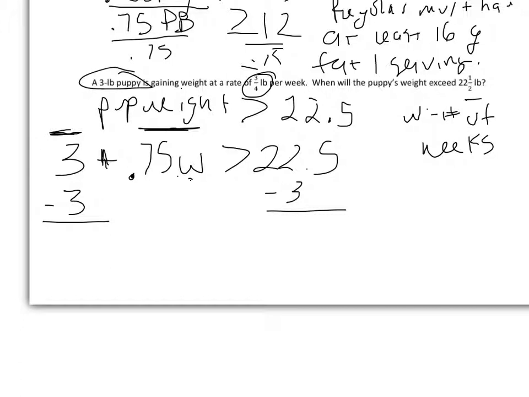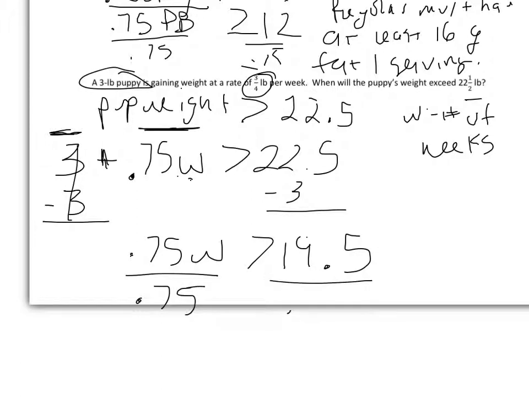Okay. So on the left side, we're going to get cancellation of these 3's. So we get 0.75 W is greater than 22.5 minus 3, which is 19.5. So now we want to get the W alone, so divide by 0.75. These cancel, and we get W is greater than 19.5 divided by 0.75 equals 26.